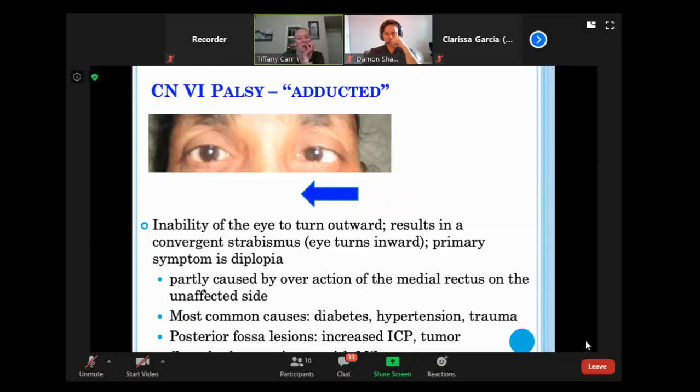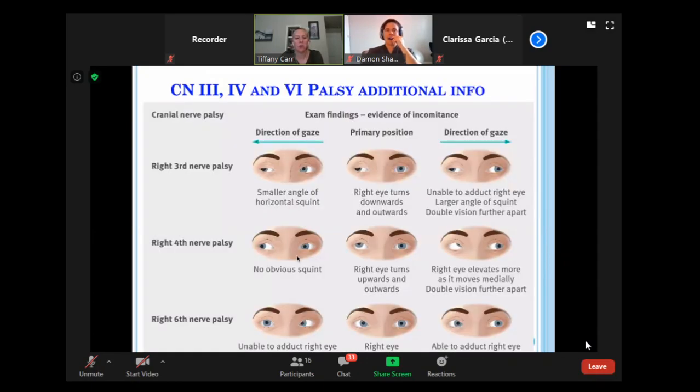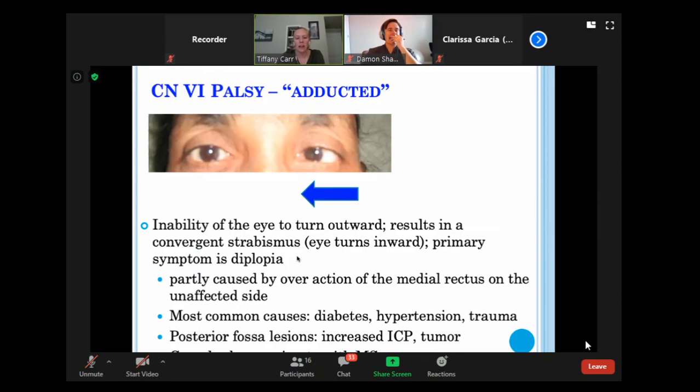So then we have the cranial nerve 6 palsy, where the eye is going to be adducted because we talked about it being the abducens. Those strong 3 muscles over here of the oculomotor are going to pull that eye in. This is the primary symptom of diplopia. It's partially caused by overaction of the medial rectus on the unaffected side.